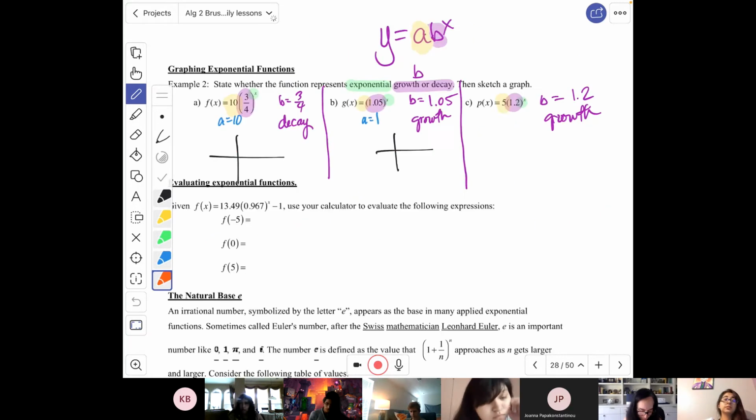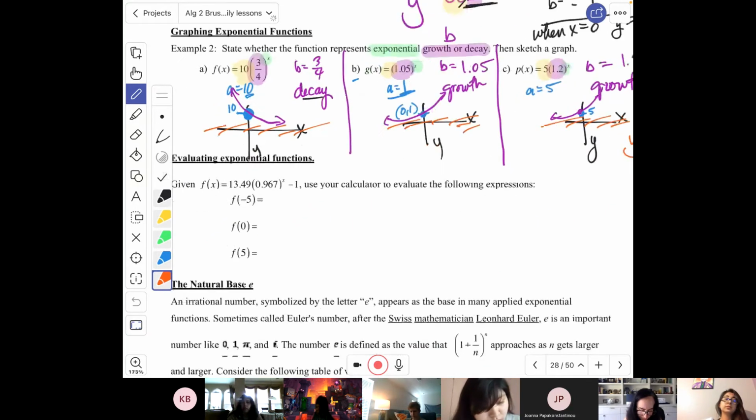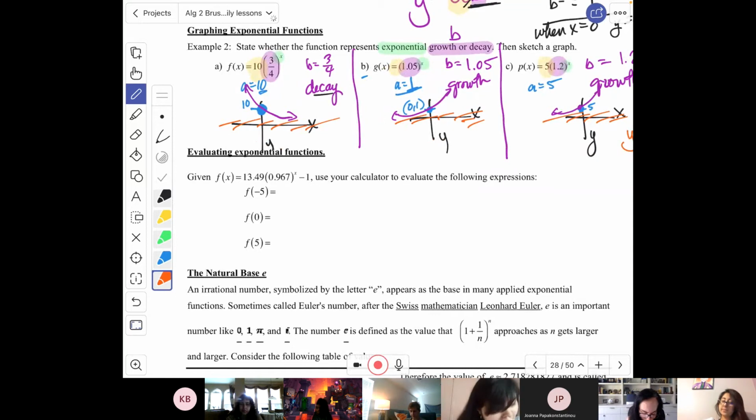If we had a calculator, we could put these into the calculator. It would be very easy for us to do that, and we could evaluate each of these. Oh, I can't do it on here. I don't have the emulator on here. Now, has anybody heard of the number E, the natural number E?